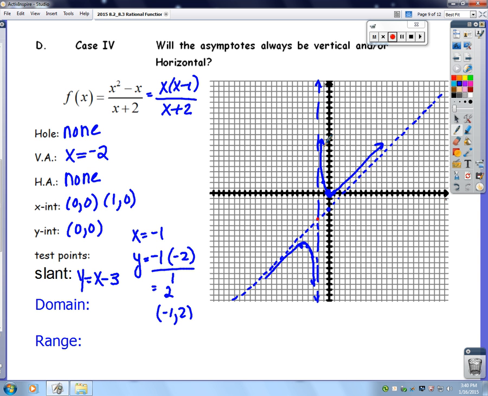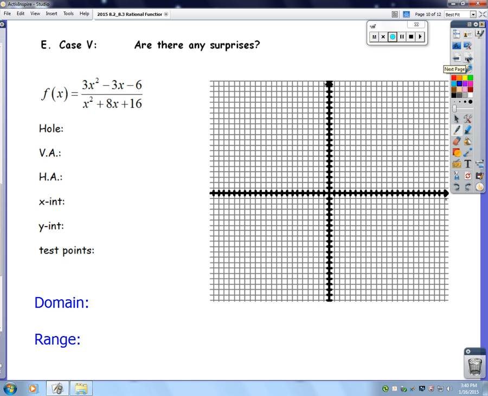All right, let's do one more type here. Are there any surprises? So it's case E. I know these are longer than before. Just like I said, it's a more complicated lesson. All right, first of all, let's factor that numerator. We're going to pull out a GCF of 3 and then factor this. Take a moment, factor that numerator. You should get 3 times x minus 2, x plus 1.